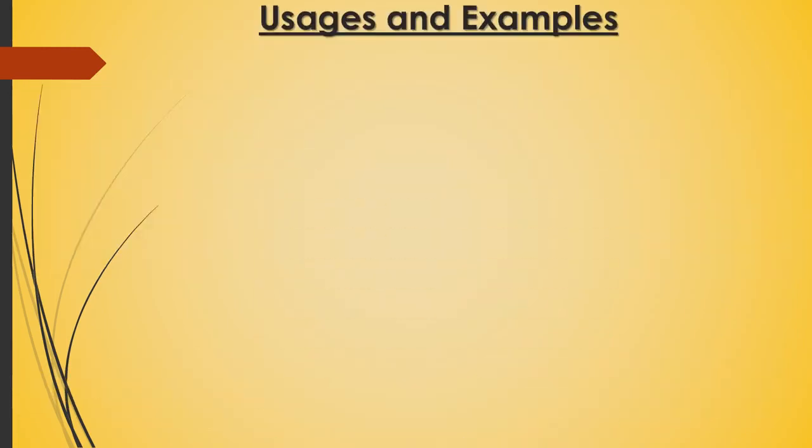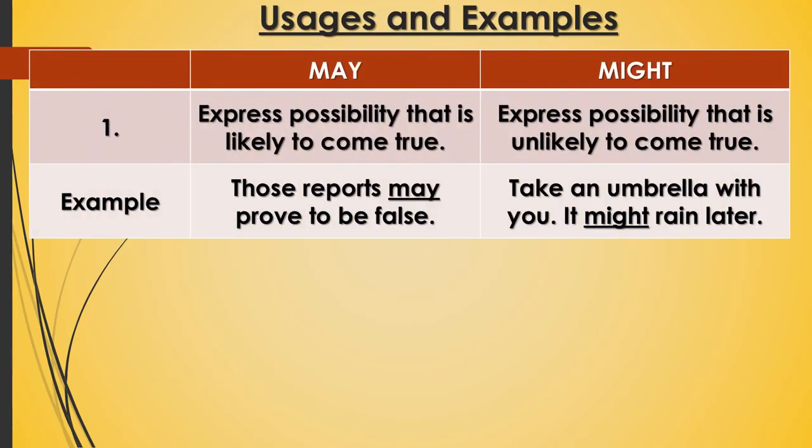Let's see the different uses of may and might with examples. Number 1. May is used to express possibility that is likely to come true. For example, those reports may prove to be false. While might is used to express possibility that is less likely to come true. For example, take an umbrella with you. It might rain later.